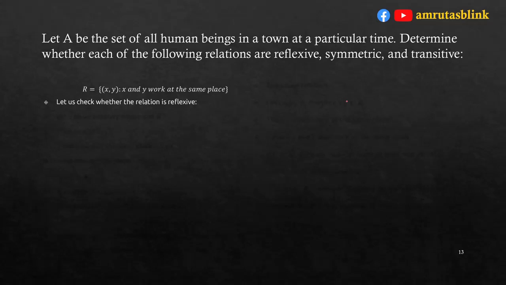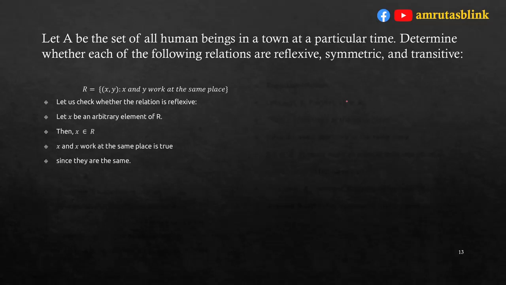Now we'll check whether this relation R is a reflexive relation or not. Let's suppose x is any arbitrary element of A. Then (x, x) belongs to R means x and x work at the same place, which is always true. If x is working at some particular place, obviously x is working at that place. Hence (x, x) belongs to R, and hence we can say that this relation R is a reflexive relation.